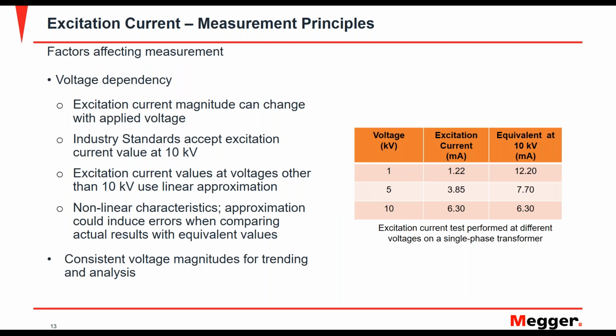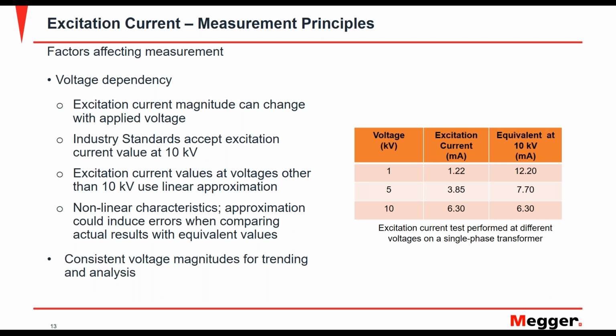Excitation current magnitude can change with the applied voltage. And because of this nature of the test, industry standards have agreed upon one value at which excitation current has to be reported, and that value is 10 kV. So the way it works is a voltage of 10 kV is applied to the high voltage winding. As long as this 10 kV does not exceed the rated voltage, a value of 10 kV is applied, and the current that's consumed by the primary or the high voltage winding is measured.